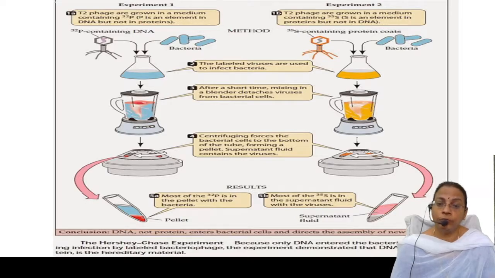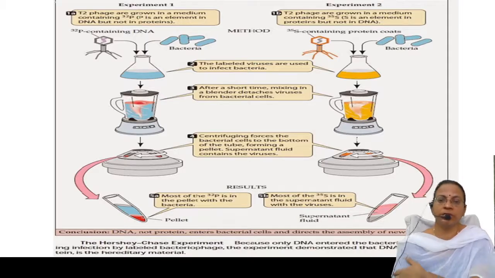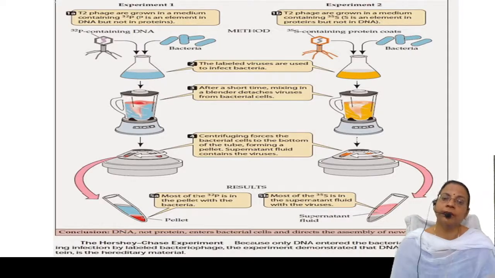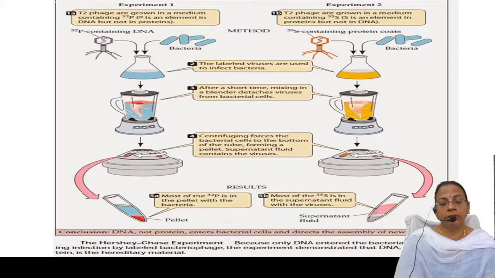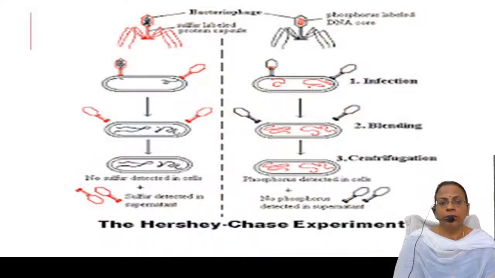And in order to prove that, they labeled the DNA separately as well as the protein, or the capsid, separately. Because DNA contains phosphorus, that is why phosphorus is labeled, whereas protein consists of amino acids which contain sulfur. So there the sulfur got labeled. From this they proved that DNA is the genetic material.